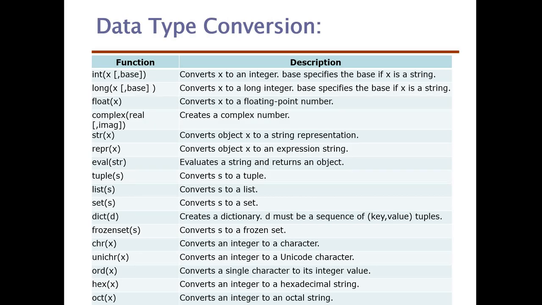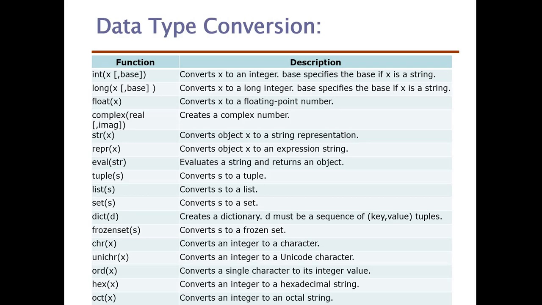So what is data type conversion? Data type conversion is the process of changing the data type of a variable, expression, or value from one type to another. This is often necessary when working with different data types in a programming language.